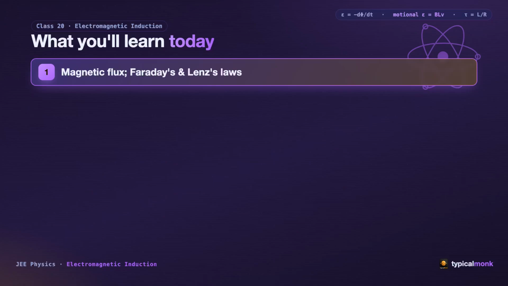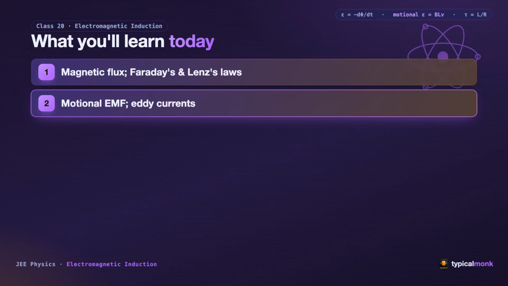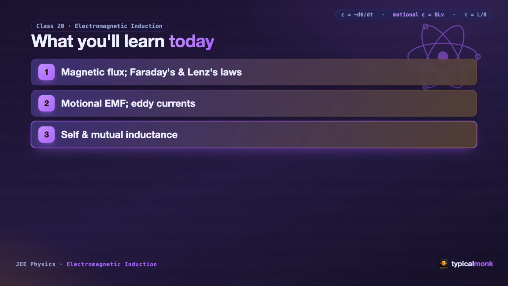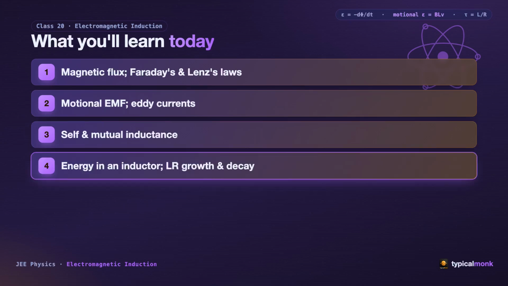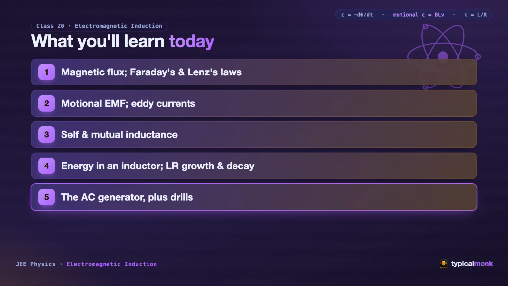Here is what you will learn today. First, magnetic flux and the laws of Faraday and Lenz. Second, the motional EMF and eddy currents. Third, self and mutual inductance. Fourth, the energy in an inductor and the growth and decay of current in an LR circuit. And fifth, the alternating current generator plus the drills. One idea at a time.